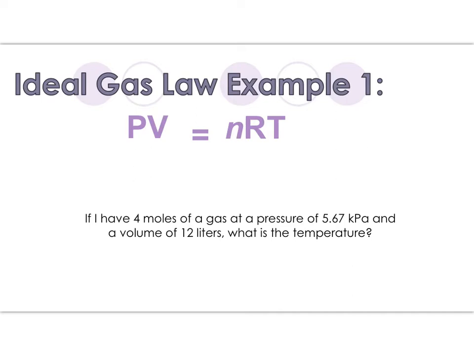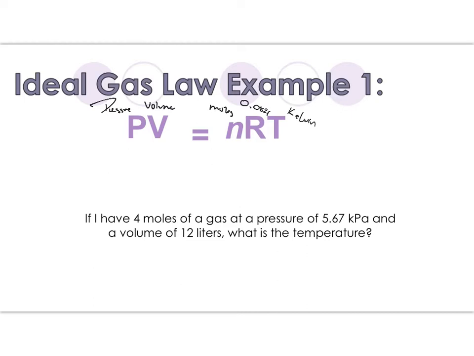If you look at your formula sheet, you know that the P is your pressure, the V is your volume, your n is your moles, the R is the gas constant, which we said was 0.0821, and your temperature is going to be in Kelvin. Alright, so if you read this problem, it says you have 4 moles of a gas at a pressure of 5.68 kilopascals and a volume of 12 liters.